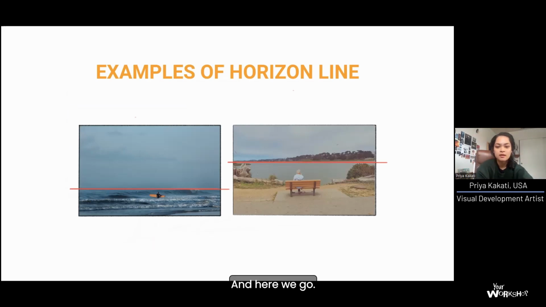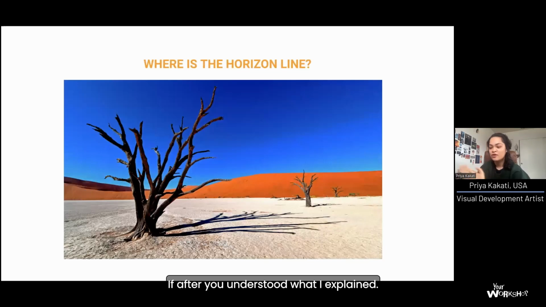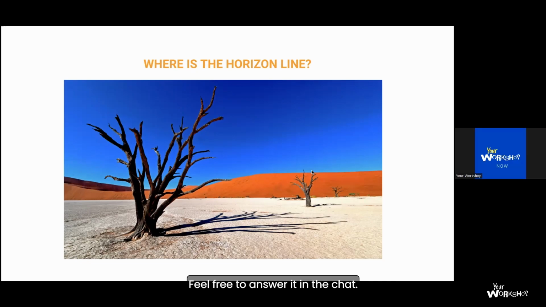Okay, and here we go. Question for the class: if you've understood what I explained, where do you think the horizon line is? Feel free to answer in the chat.